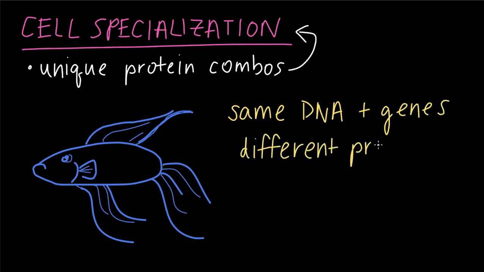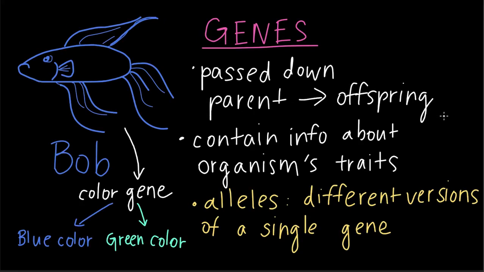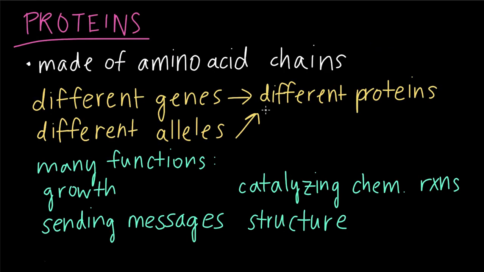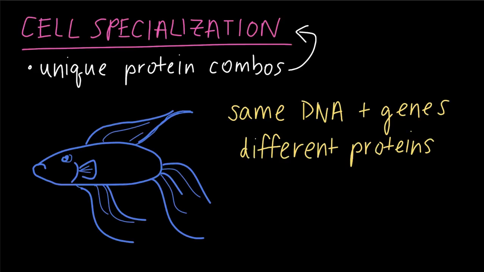So today we learned about genes, which are passed down from parent to offspring, just like how Bob, the blue betta fish, got his color, and they contain information about organisms' traits. So genes are parts of longer DNA molecules, and they consist of specific segments of nucleotide bases. So thinking back to our cookbook and recipe analogy, right? Genes can encode all kinds of different proteins, and it's this unique set of proteins within each cell that gives the cell its specific function within the organism, as we talked about with Bob the betta fish and all of the cells in Bob having the same DNA and genes, just different proteins.